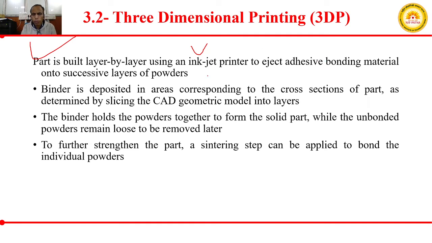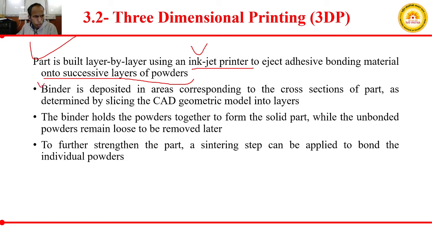Okay, so in this, what we are doing is using the inkjet printer to eject adhesive bonding material onto successive layers of powder. So in the case of 3D printing, we are printing the first layer, then after the completion of one layer, another layer is printed on the previously printed layer.